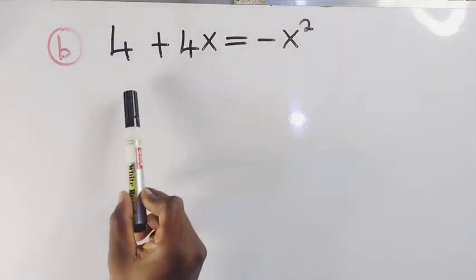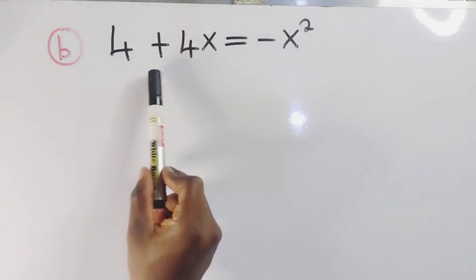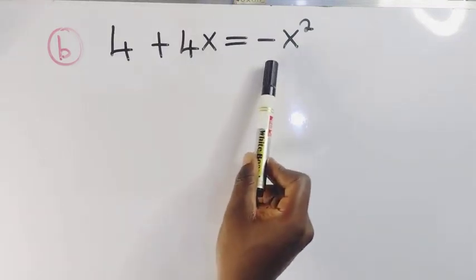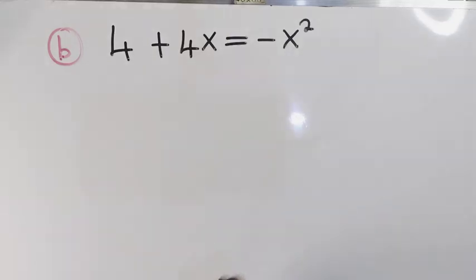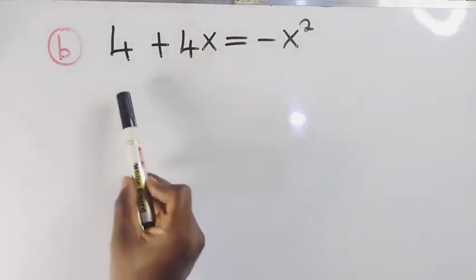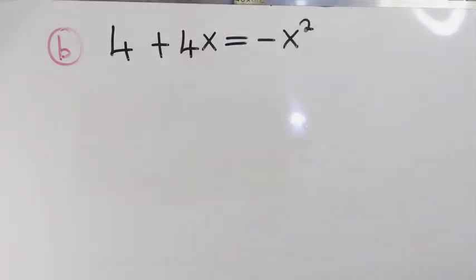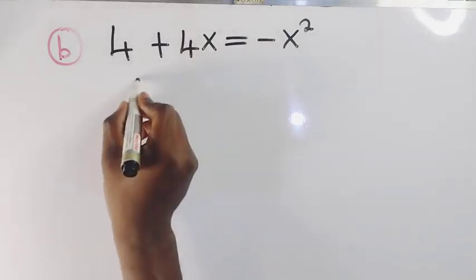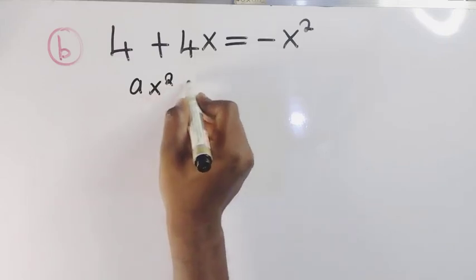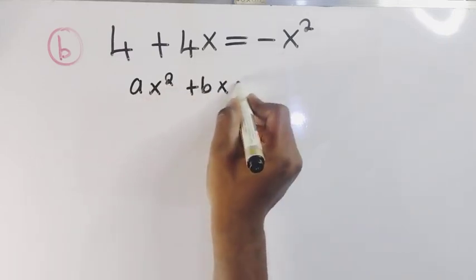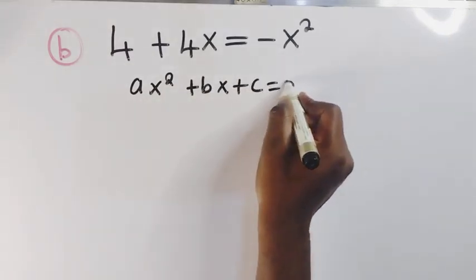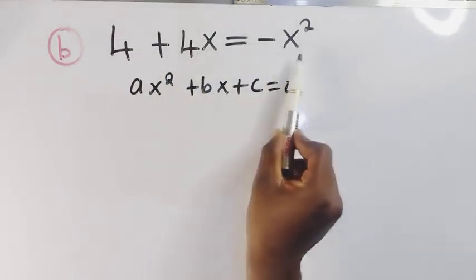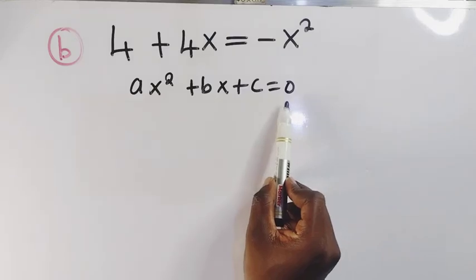Alright, so we now come to our question B. We need to solve this equation right here. We have 4 plus 4x is equal to minus x squared. What we are going to do first is, this is a quadratic equation. The general form is ax squared plus bx plus c equal to 0. So we are going to rewrite this one into this form.